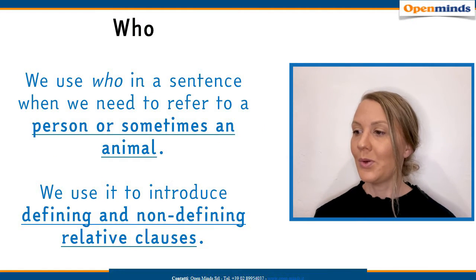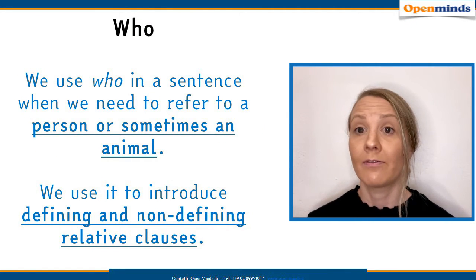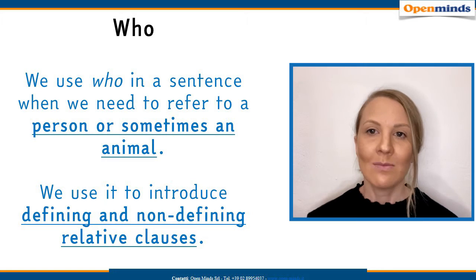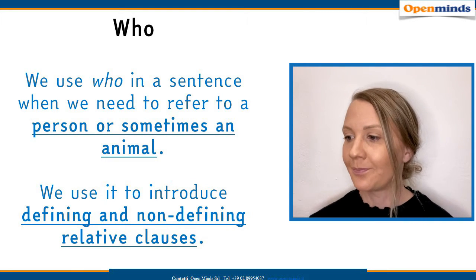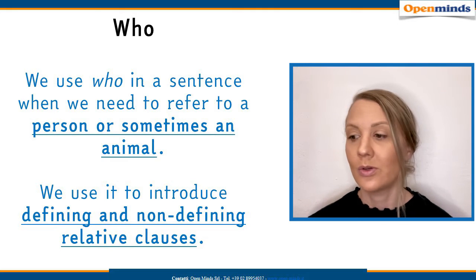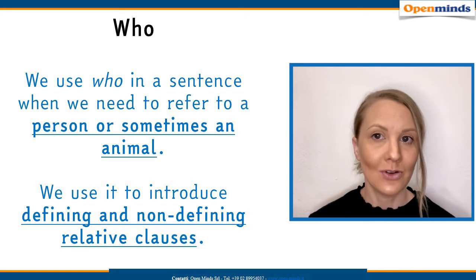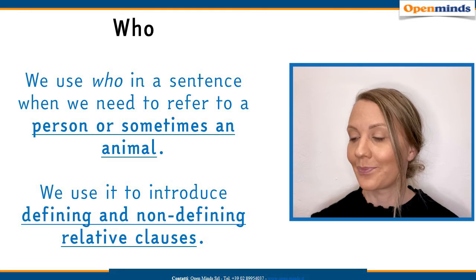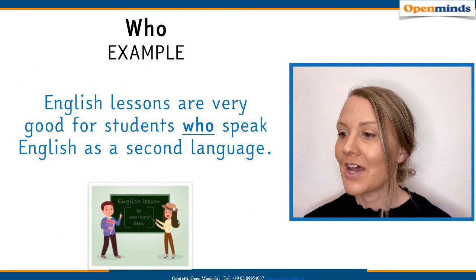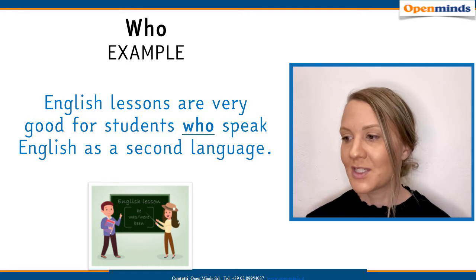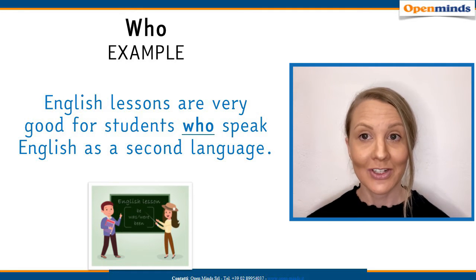Okay, we use who in a sentence when we need to refer to a person. Sometimes animals, but not often, usually only people. We can use who to introduce defining and non-defining relative clauses. Let's have a look at an example. English lessons are very good for students who speak English as a second language.